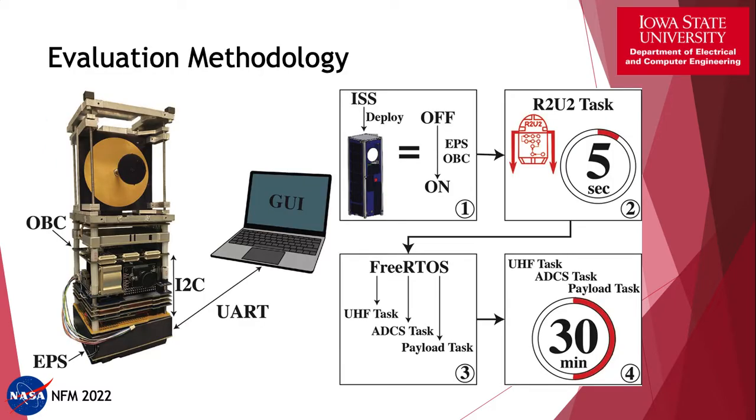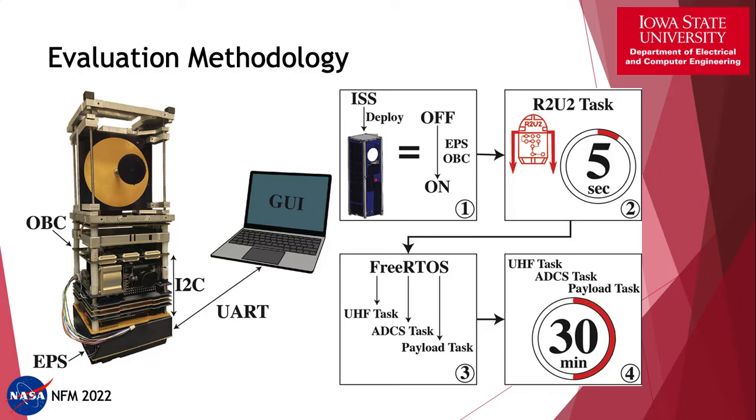In order to evaluate the correct implementation of our specifications, deployment of R2U2, and correctness of our fault recovery, we conduct mock launches here on Earth. An example of how our mock launch works is shown here on the right. To emulate the ISS deploying our CySat, we turn on the EPS and OBC.